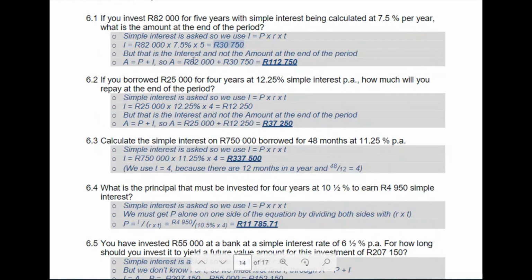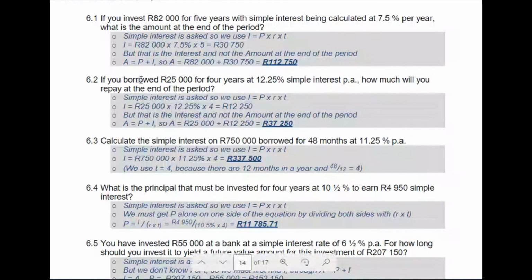So A is then equal to the 82,000 that I know, my principal, plus the 30,750 that I've just calculated, for a total of 112,750 Rand. 6.2 is exactly the same, actually. It is just that in the first part, they talked about an investment, and now they are talking about a loan, but it doesn't matter. It stays the same.